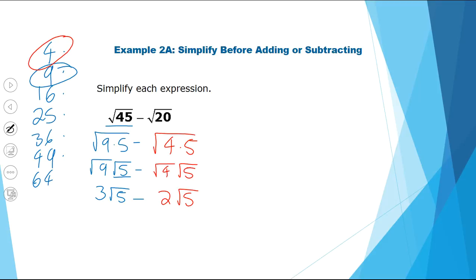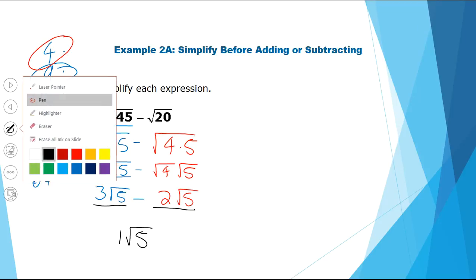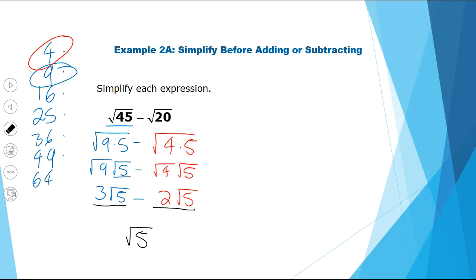And now you realize, hey, that term is a like radical with this term. They both have the same exact radical, the square root of 5. So that means I can combine them. 3 square root of 5 minus 2 square root of 5 equals just 1 square root of 5. I can write 1 square root of 5, but again, typically you can just write it as a plain old square root of 5. And that's my answer.